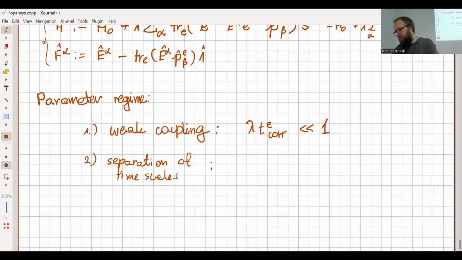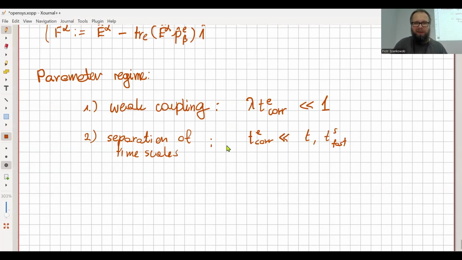Separation of timescales means that the correlation time of the environment is much shorter than the total evolution time and the fastest time scale in system S. So these symbols, correlation time, T fast, and so on, we talked about them, defined them in lecture number 10, I think, when we talked about perturbation theory for dynamical maps.